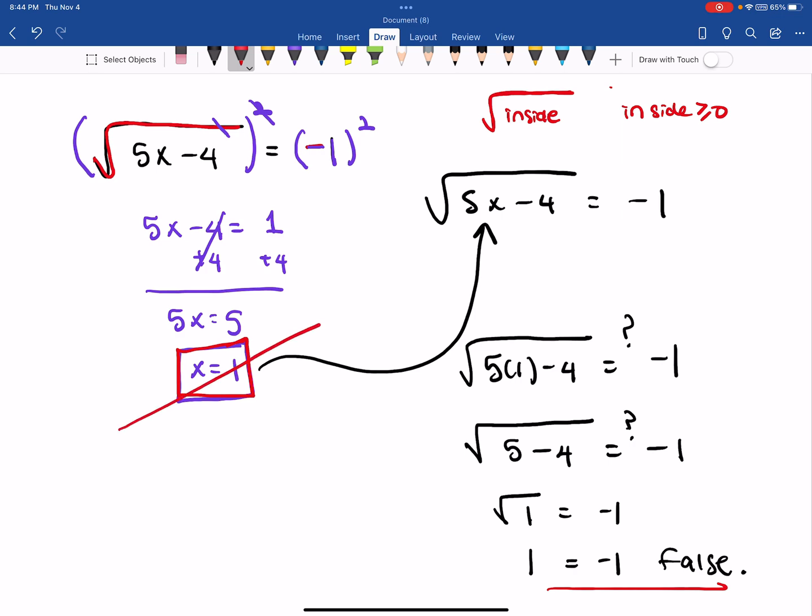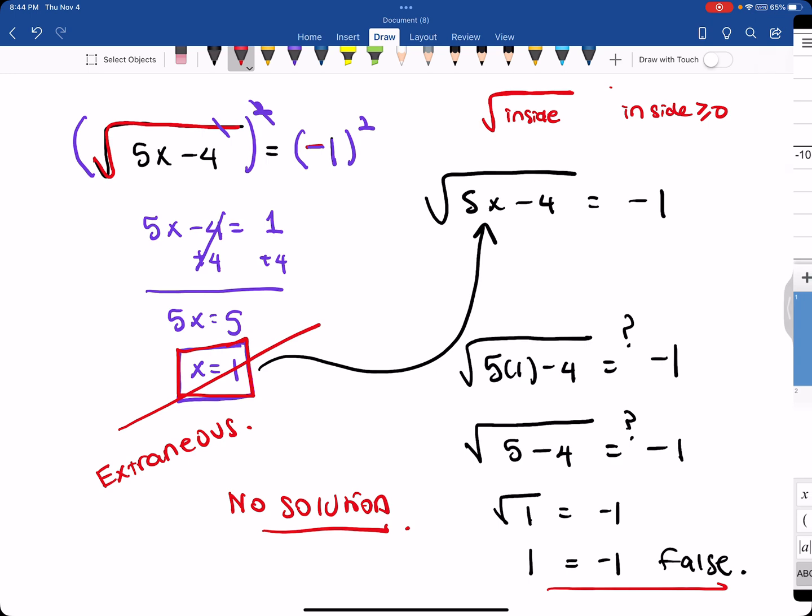So we call this the extraneous root. It just means that algebraically you can get the solution, but when you put it back in, it is kind of telling you a lie. So it's not valid. So you reject it. Therefore, overall, there is no solution to this equation.